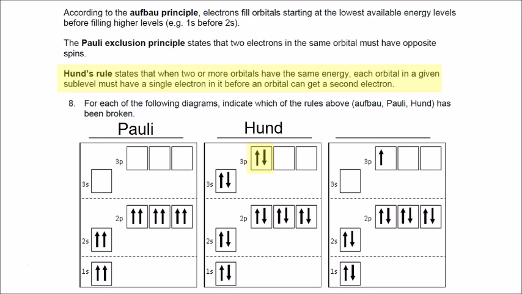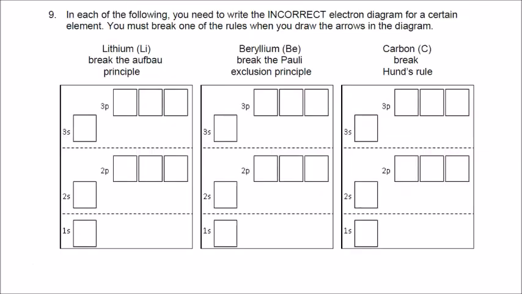And now on to the third diagram. The last part of the configuration has put an arrow, an electron, into the 3p sublevel, and it completely skipped the 3s sublevel, which is empty right now. According to the Aufbau principle, the electrons must fill the lowest available energy levels, so this is an example of breaking the Aufbau principle. All right, on to the next question, in which you need to write the incorrect electron diagram for a certain element. And you must break one of the rules when you draw the arrows in the diagram.